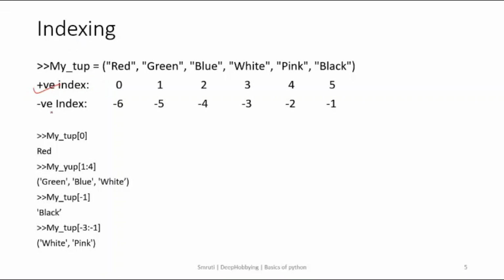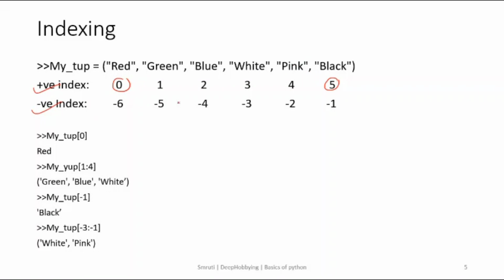So one is positive indexing, and the second one is negative indexing. In positive indexing, the first element has the index 0, and the last element has the index the length of the list or tuple minus 1. So in this example, my tuple has 6 elements: red, green, blue, white, pink, and black. The first element is red, so it has the index 0, and the last element, which is black, has index 5 because the length of the tuple is 6, minus 1 is 5.